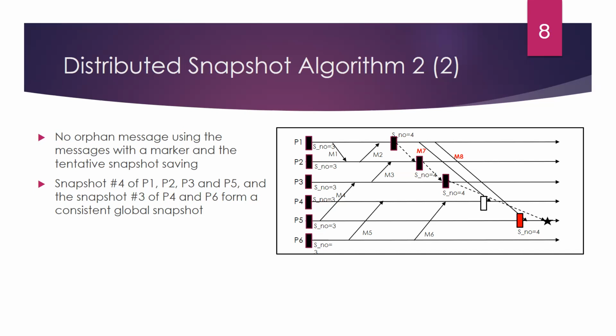However, P4 does not participate in the snapshot. Actually, P4 did not participate in the snapshot. In this case, P4 can safely discard the tentative snapshot. Since the snapshot number 4 of processes P1, P2, P3, and P5, and the snapshot number 3 of processes P4 and P6 form a consistent global state.